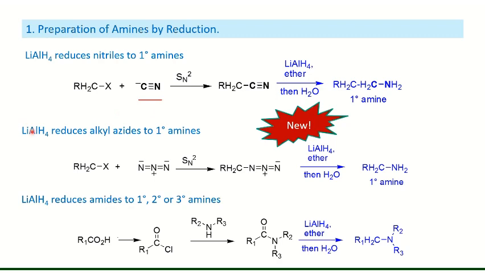Here you can see, if we've got an azo species, this azide, again we can do a bimolecular attack. We end up with the azide, and then we have lithium aluminum hydride. We release dinitrogen, and of course we again have a primary amine.